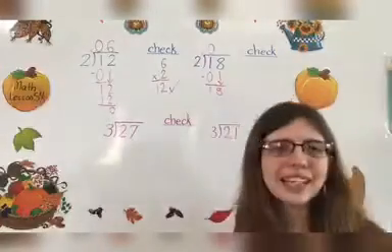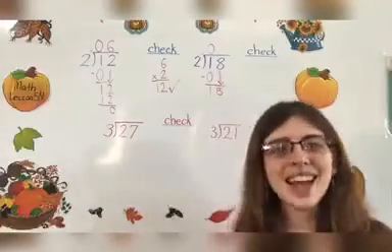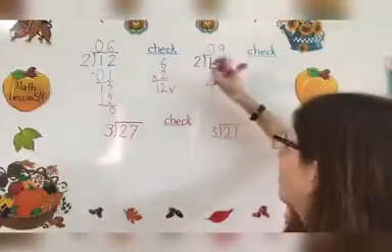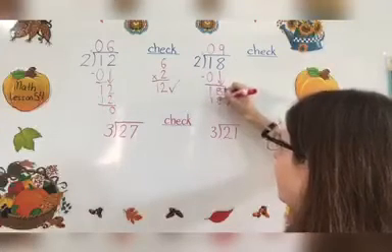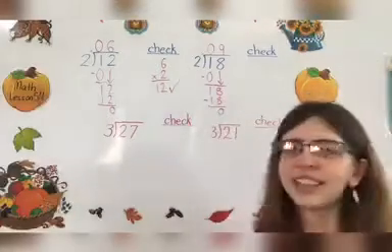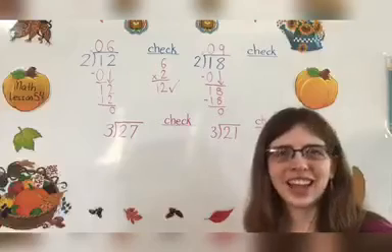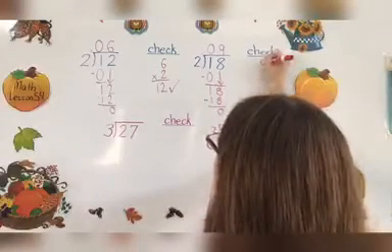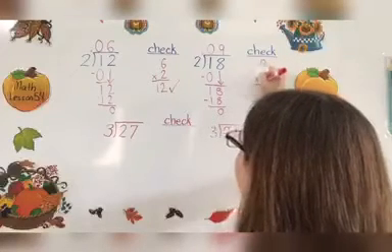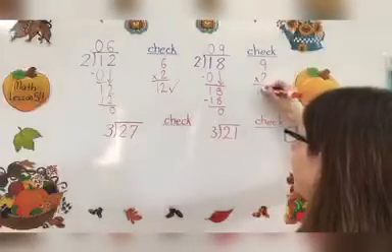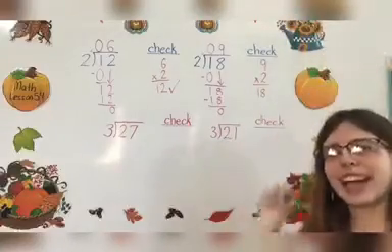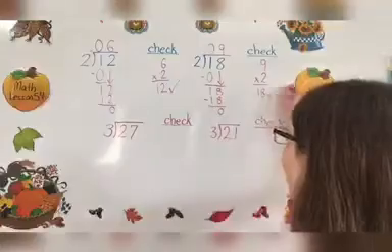18 divided by 2 is what? 9, that's right. So we put our 9 over the 8. 9 times 2 is 18. 18 minus 18 is 0. 0 is less than 2, so now I can check. I'm going to check by multiplying 9 times 2. 9 times 2 is 18. 18 here is the same as the 18 here, so my answer checks. I know it is correct.